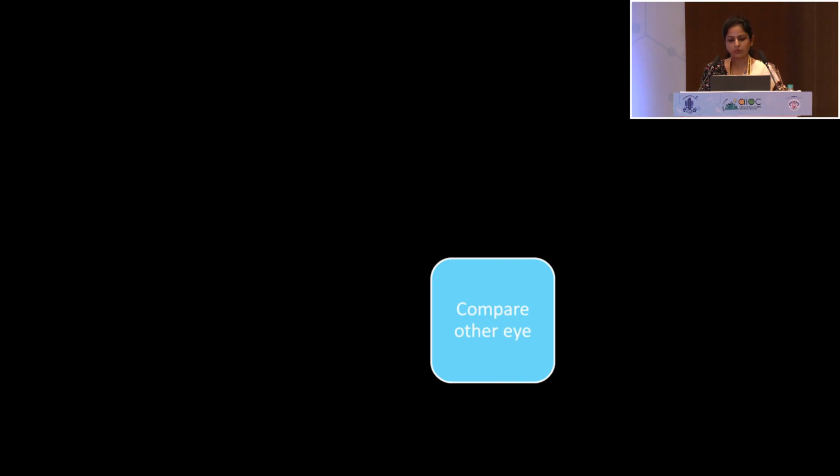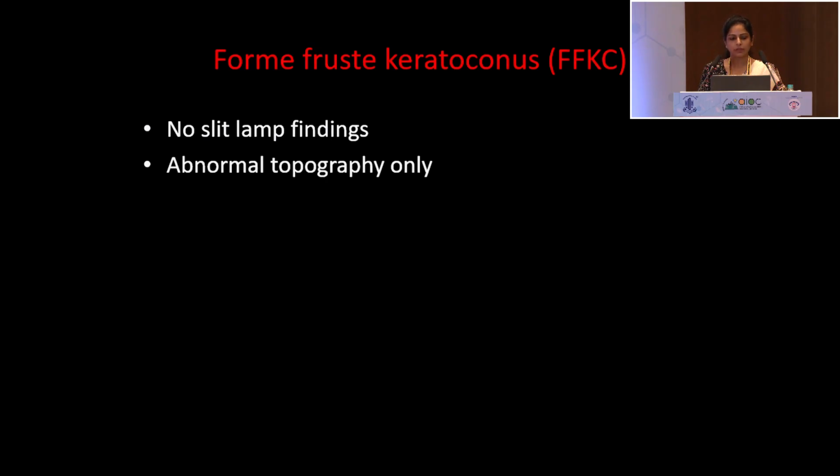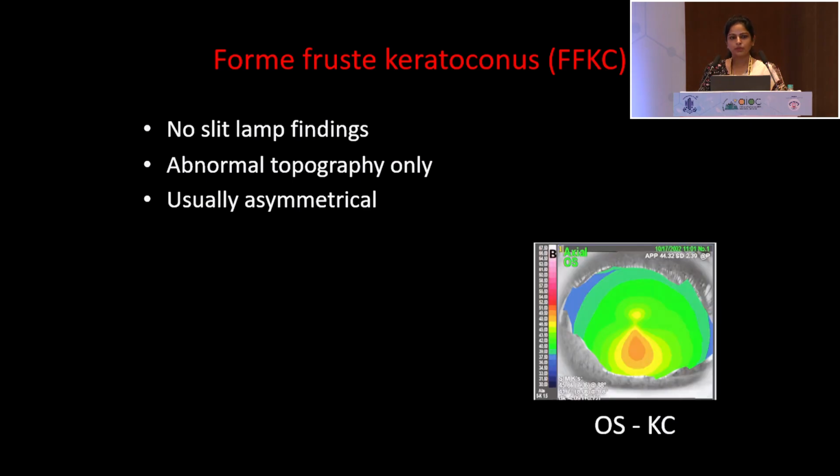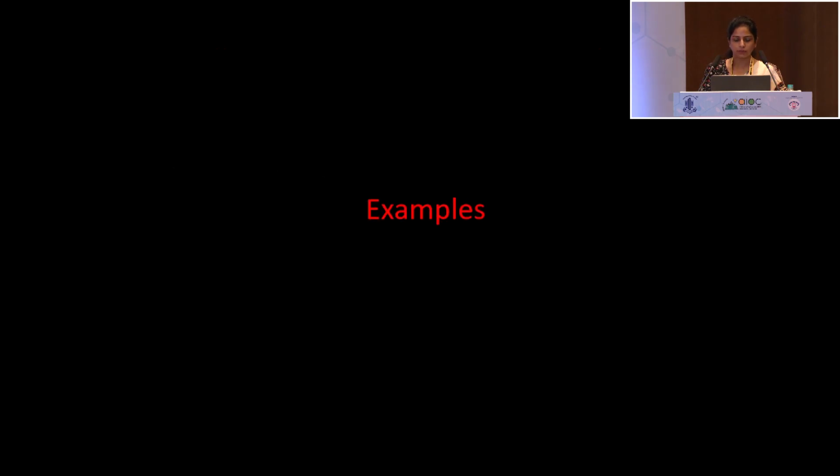The other thing that you have to see is that you have to compare the other eye. This is most important when you see cases like forme fruste keratoconus. There will be no slit lamp finding. The abnormal topography will be there. So when you see, there will be an asymmetrical pattern. One eye, you can see that inferior asymmetrical pattern is there, and the other eye, absolutely normal cornea you can see.